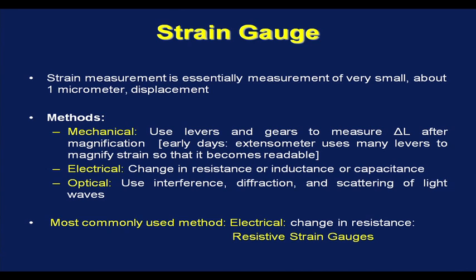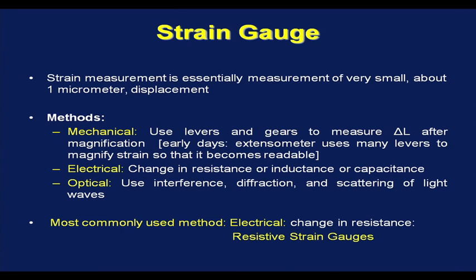Strain measurement is essentially measurement of very small displacement. By very small, we mean as small as 1 micrometer. There are various methods for measurement of strain: mechanical methods, electrical methods as well as optical methods. Mechanical methods use levers and gears to measure change in length after magnification. For example, in early days we used extensometer to magnify strain. Extensometer uses many levers to magnify strain so that it becomes readable.